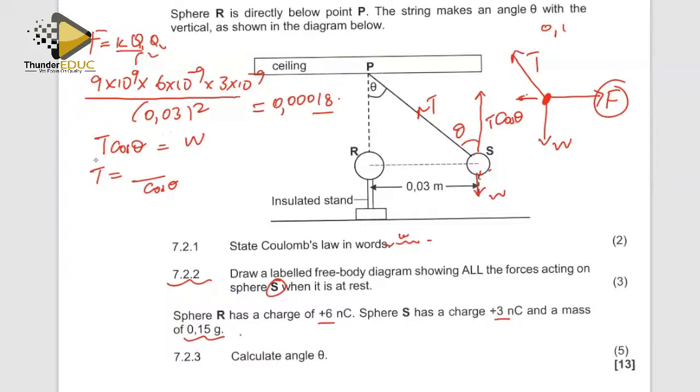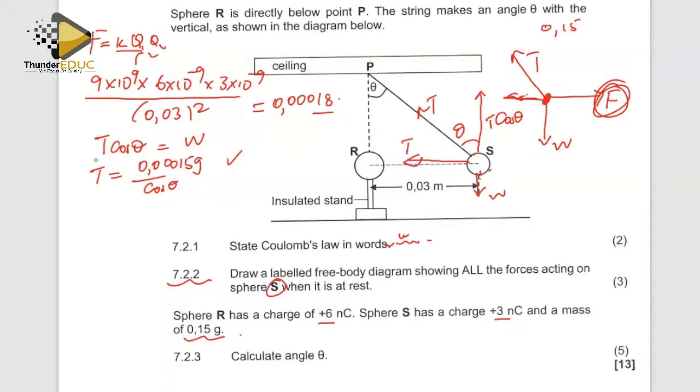The weight is 0.15, and we change this to kilograms by dividing by 1,000. Okay, let's see. 0.15 divided by 1,000 gives 0.00015 times 9.8 over cos theta. This is my T.